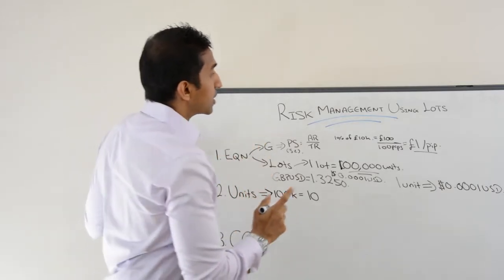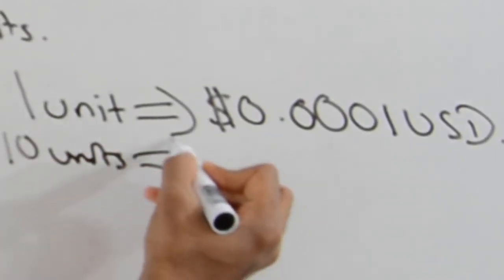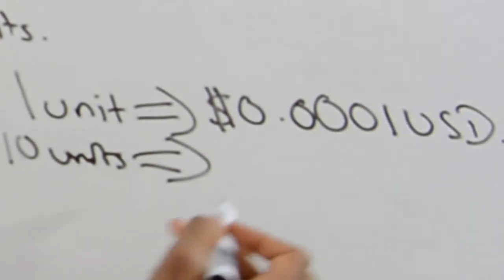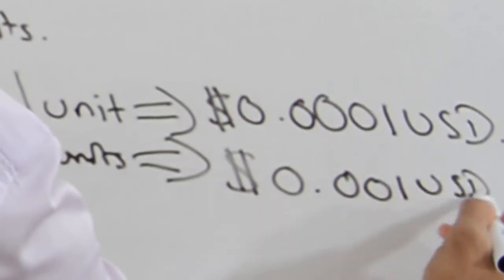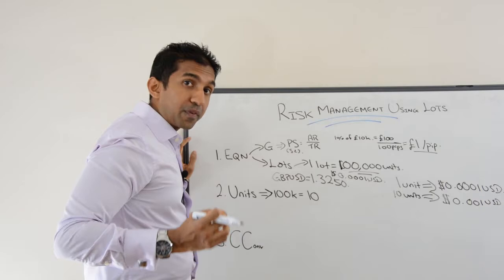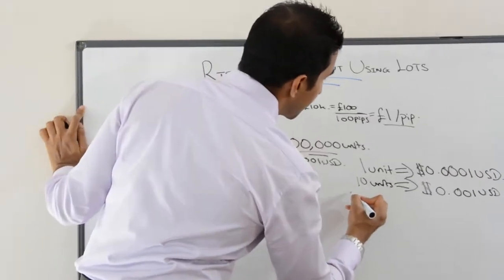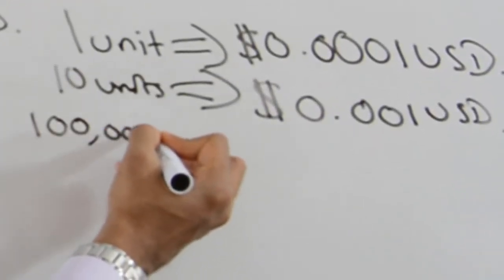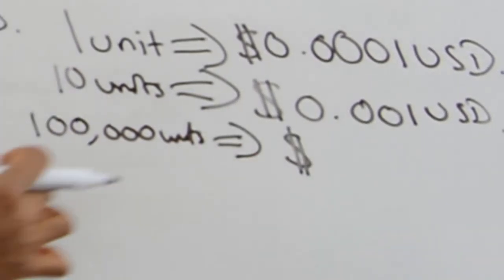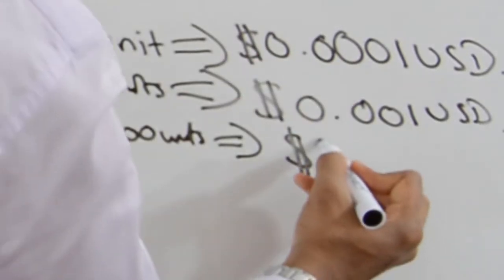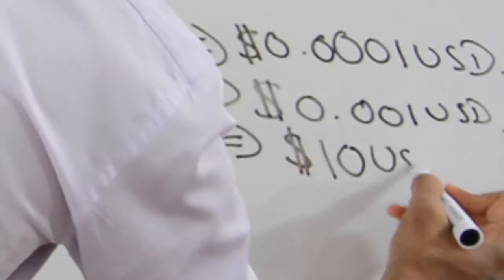So let's go on, right? So if I bought 10 units of cable, right? That would give you 0.001 US dollars, right? So you can keep on going like this. So now, one standard lot is 100,000 units, right? 100,000 units. And when you do the calculations, 100,000 units times this, then you will get $10 a pip, 10 US dollars a pip, okay? 10 US dollars a pip.